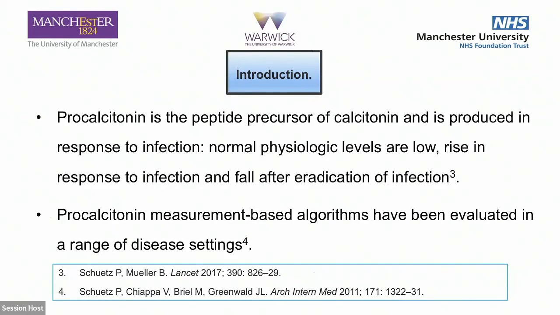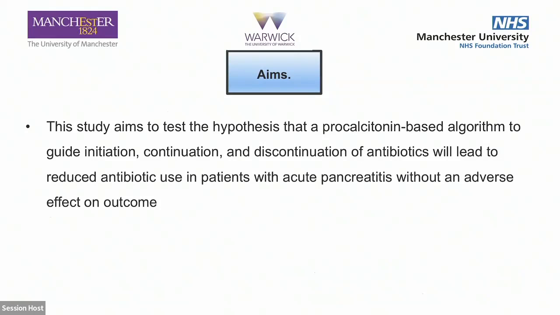Procalcitonin is the peptide precursor of calcitonin and is produced in response to infection. Normal physiologic levels are very low, rise rapidly in response to infection, and fall equally rapidly after eradication of infection. Procalcitonin measurement-based algorithms have been evaluated in a range of disease settings. And this study aims to test the hypothesis that a procalcitonin-based algorithm to guide initiation, continuation, and discontinuation of antibiotics will lead to reduced antibiotic use in patients with acute pancreatitis without an adverse effect on outcome.